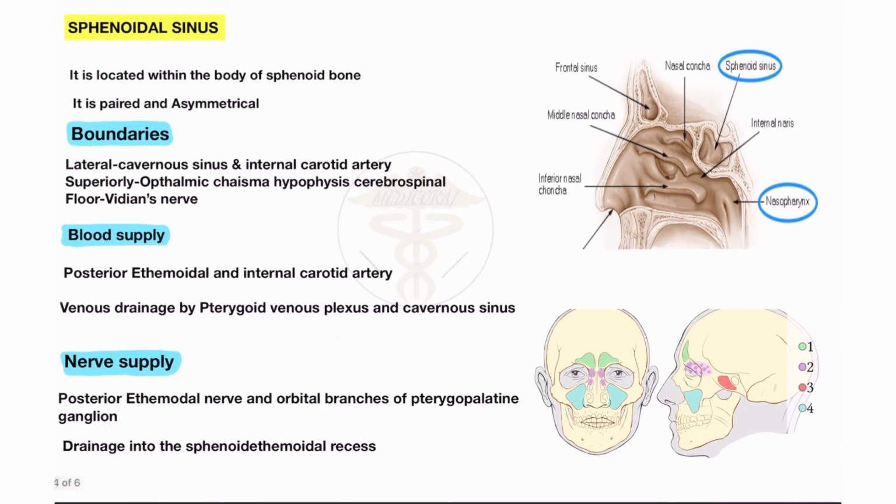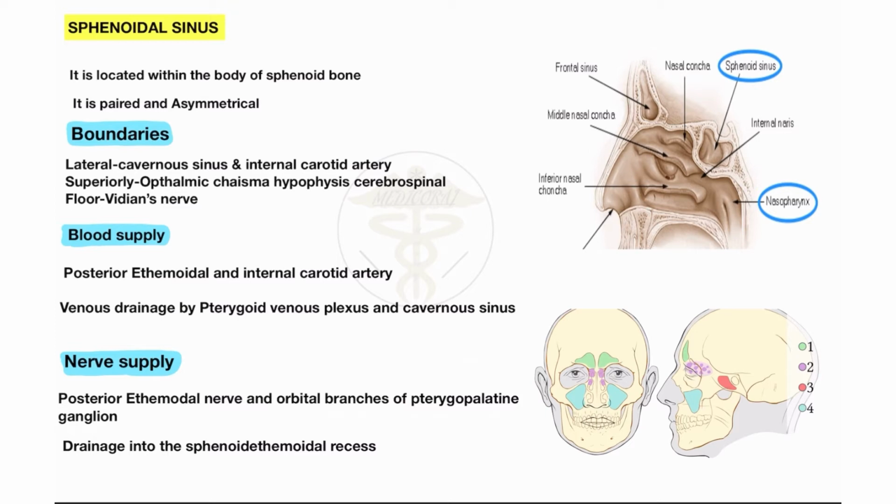Nerve supply of the sphenoidal sinuses. Two nerves supply the sphenoidal sinuses: the posterior ethmoidal nerve and the orbital branch of the pterygopalatine ganglion. So these are the two nerves which supply the sphenoidal sinuses.